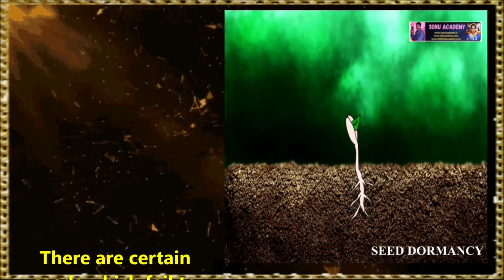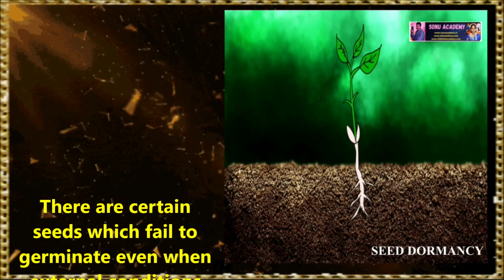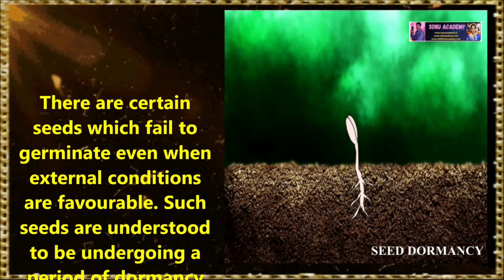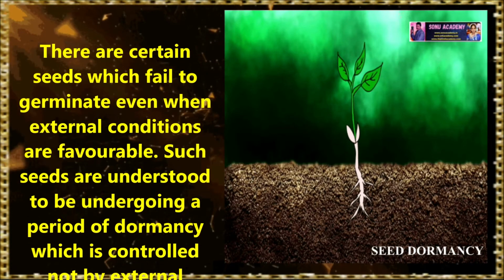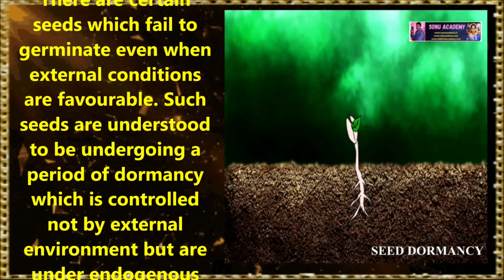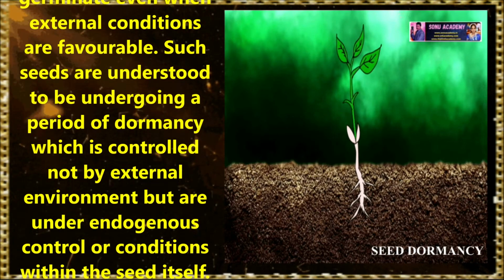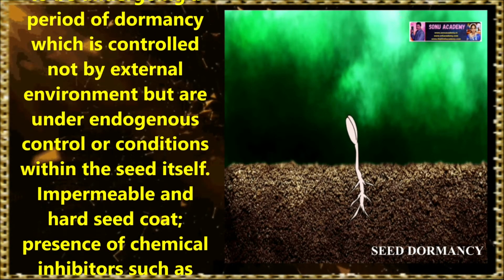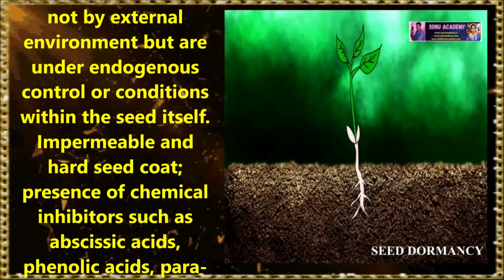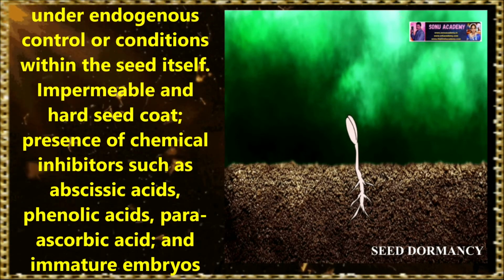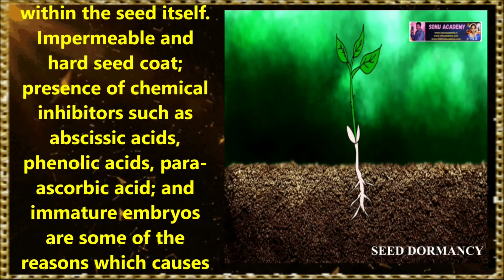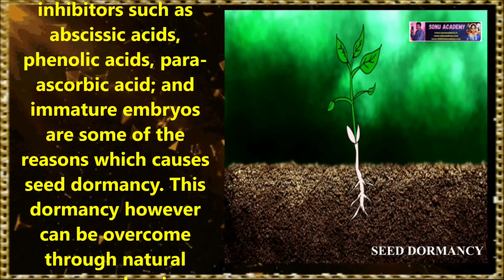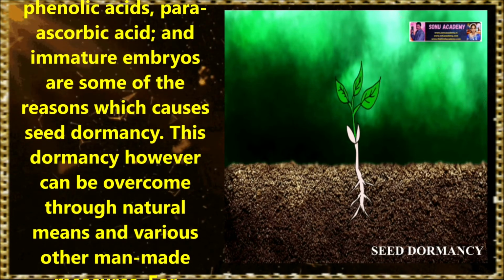Children, let us discuss seed dormancy. There are certain seeds which fail to germinate even when the external conditions are favorable. Such seeds are understood to be undergoing a period of dormancy which is controlled not by the external environment but is under endogenous control, or conditions within the seed itself. An impermeable and hard seed coat, the presence of chemical inhibitors such as abscisic acid and phenolic acids, and immature embryos are some of the reasons which cause seed dormancy.